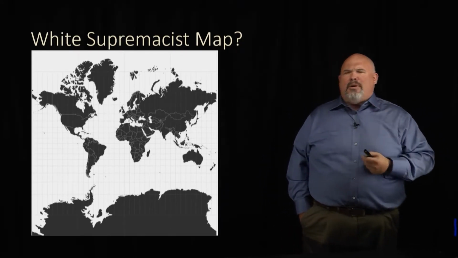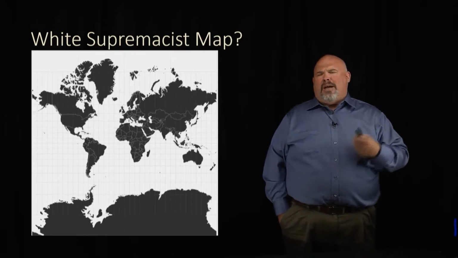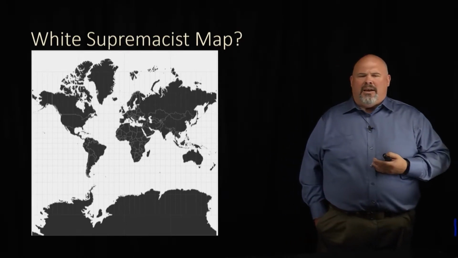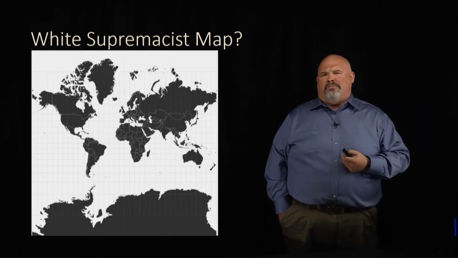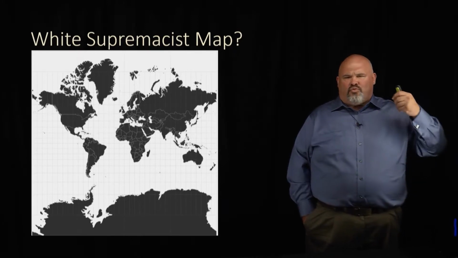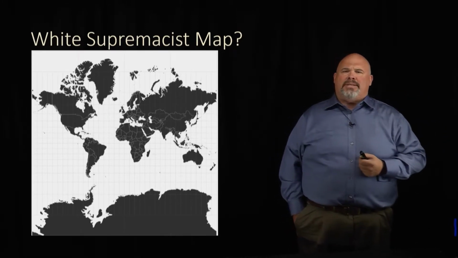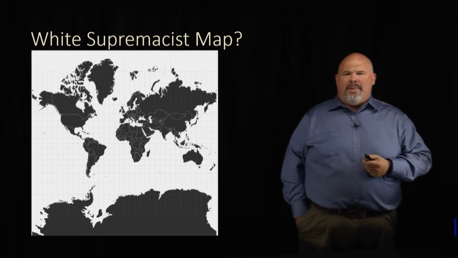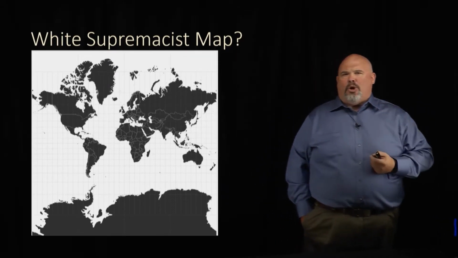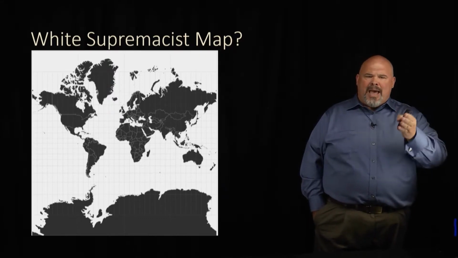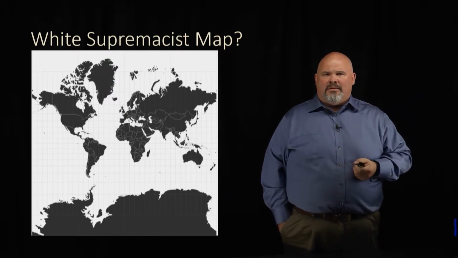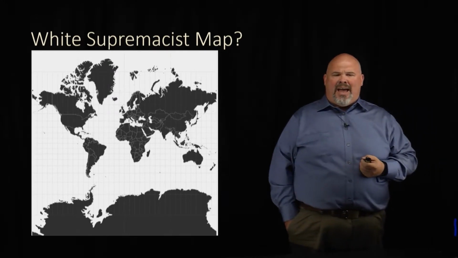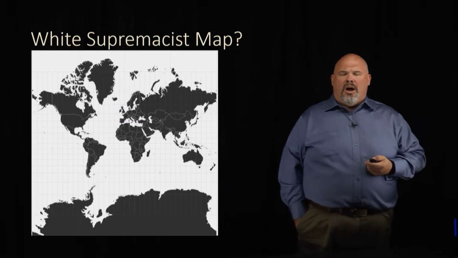In the summer of 2016, the internet broke because this map, which is called the Mercator projection, was racist and white supremacist. And it had nothing to do with the choice of colors in this map. Now, some of you have probably heard this story before, but this map was considered racist because it underrepresented the size of Africa compared to other countries.